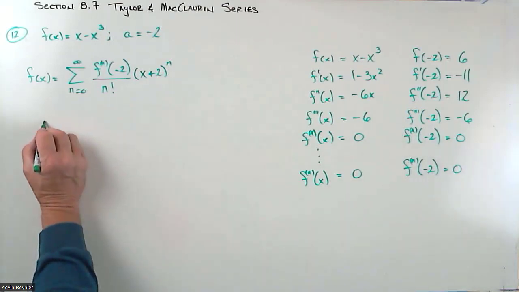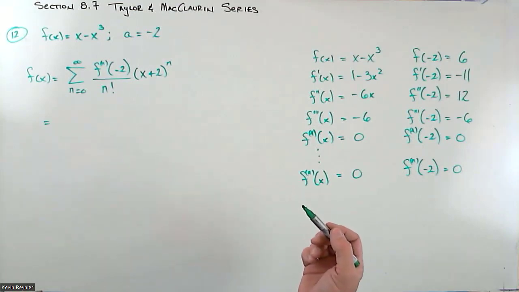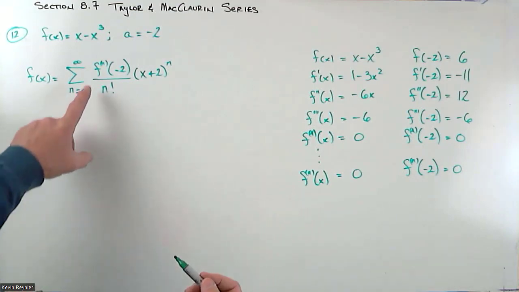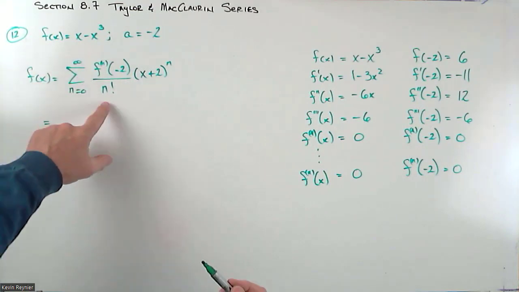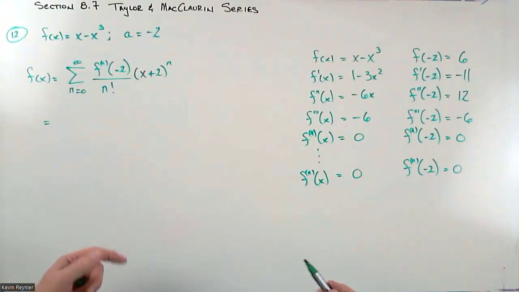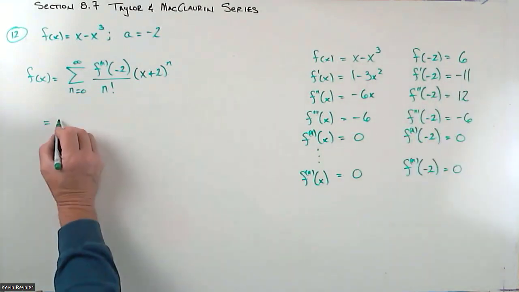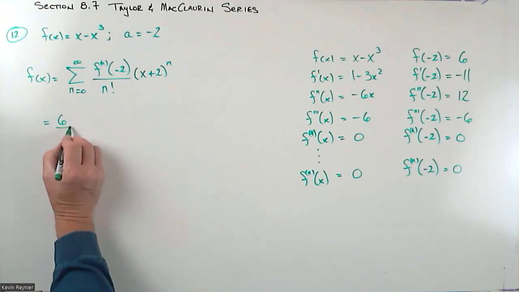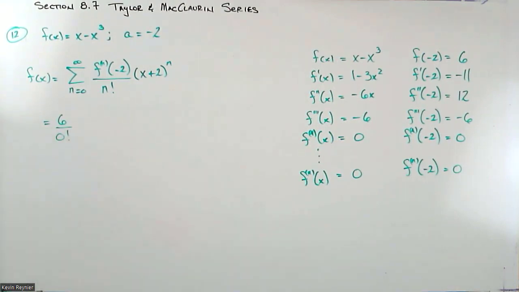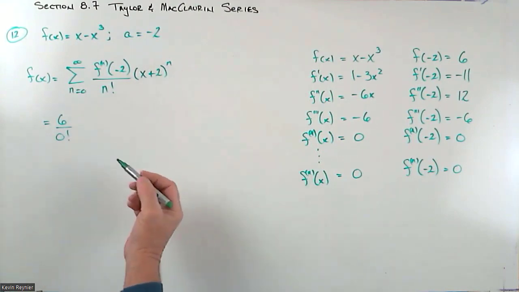So we can just write this down term by term. Our first term is going to be the 0th derivative, over 0 factorial, times x plus 2 to the 0. The 0th derivative is f, so that's going to give us 6 over, technically it's over 0 factorial, but 0 factorial is 1. This is going to be x plus 2 to 0. That's going to be 1.